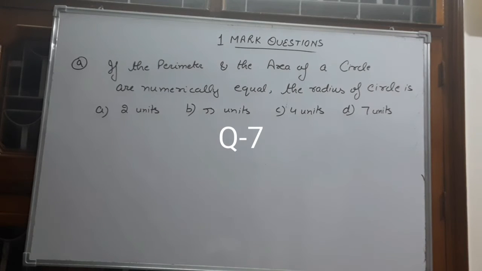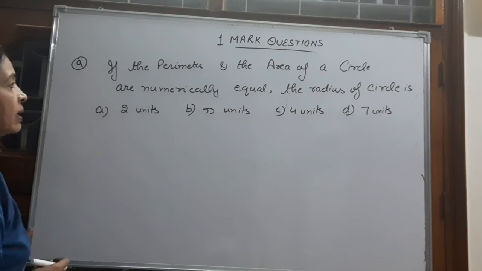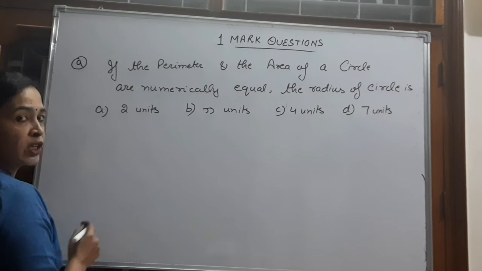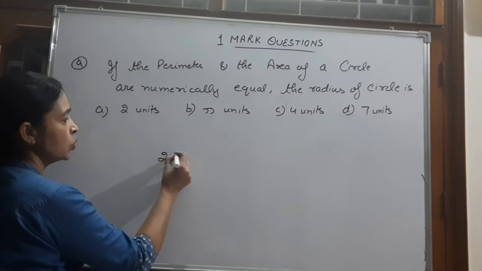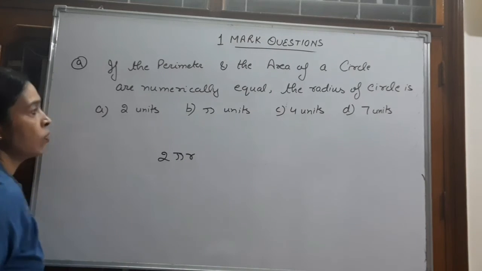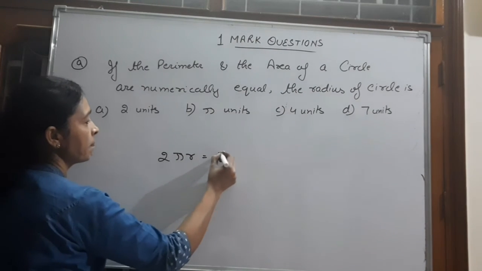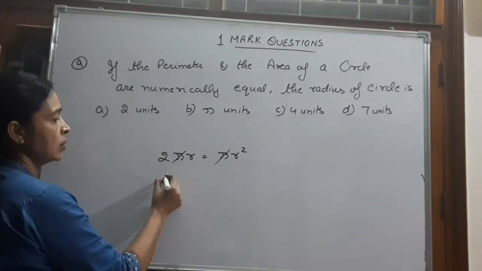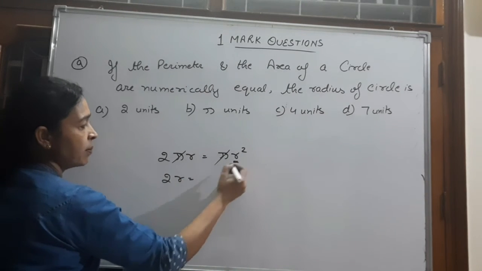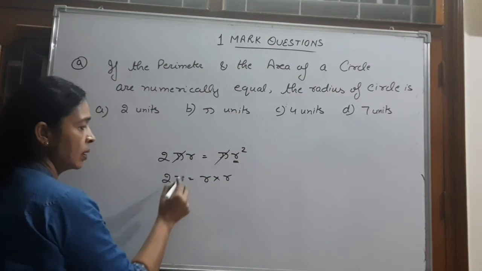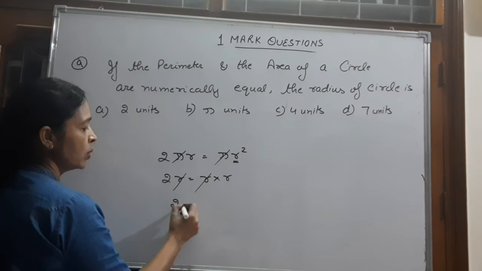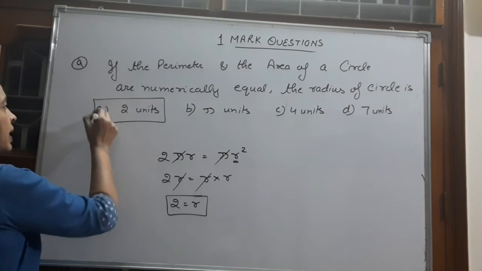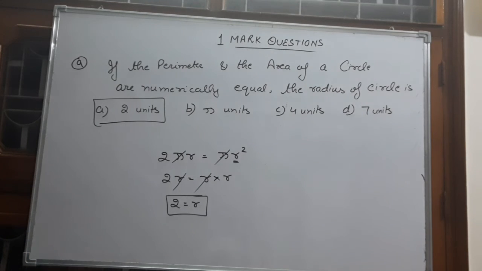If the perimeter and the area of a circle are numerically equal, the radius of the circle is, 4 options are given. What is the perimeter of a circle? 2 pi r. What is the area of a circle? Pi r square. Pi and pi get cancelled. 2r. R square can be written as r into r. R and r get cancelled. 2 equals r. Therefore, our option is option A, 2 units.